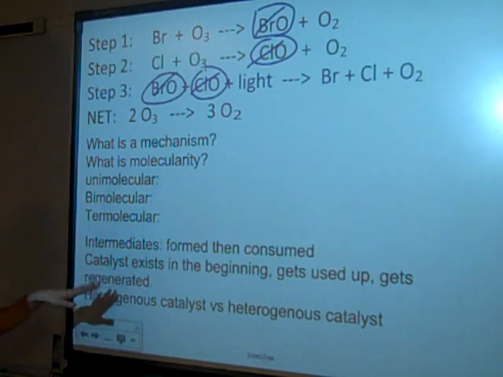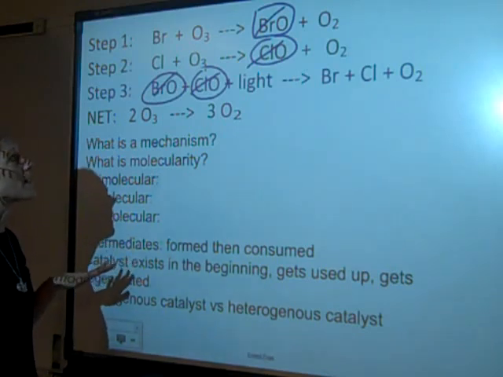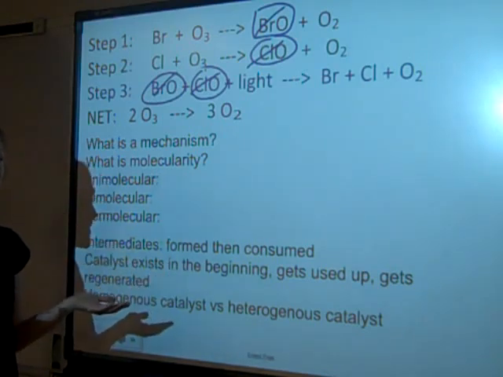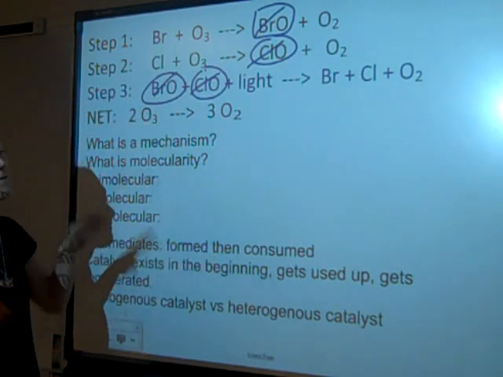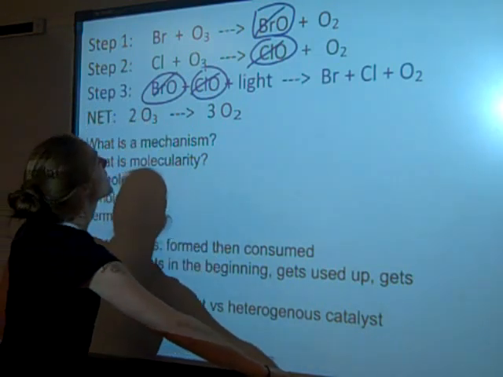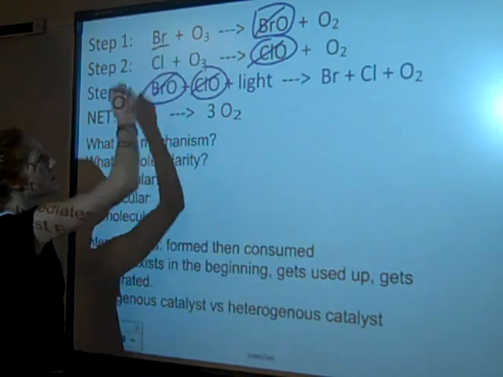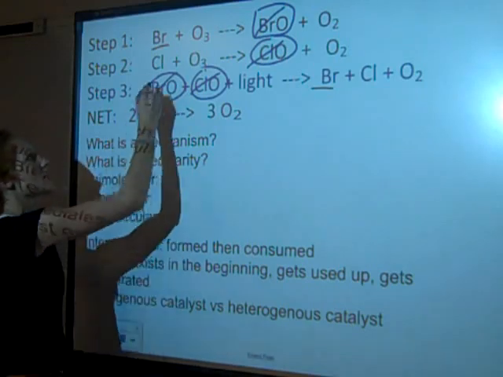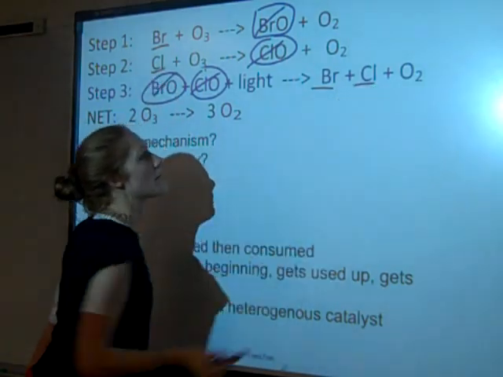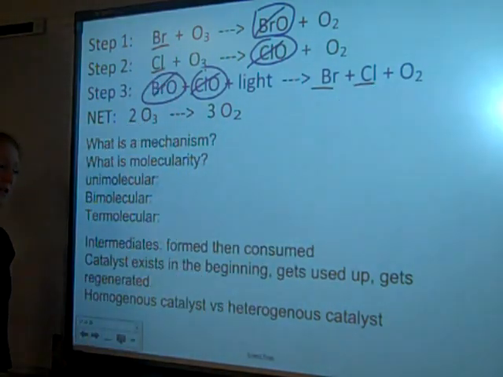A catalyst is going to be something that exists in the beginning of the reaction and then it exists again at the end. So it gets consumed and then it gets reproduced to go off and catalyze another step. So I can see I've got bromine to begin with, it gets consumed, but then bromine shows up again in the end. Same with the chlorine. So bromine and chlorine are both catalyzing this reaction. They don't get used up.